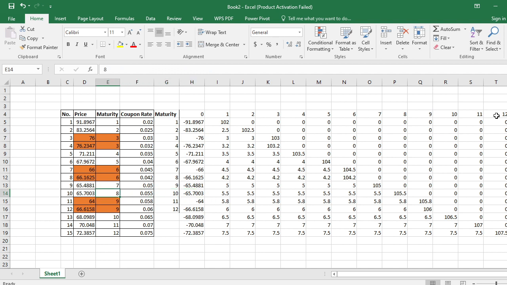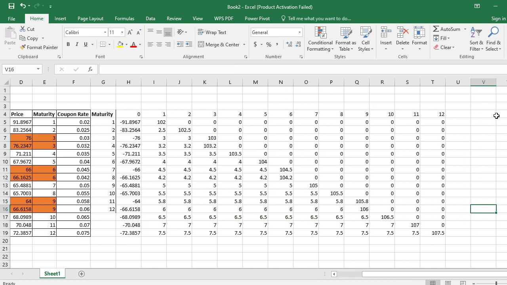For example, this bond's maturity is 8 years. It pays coupons at 5%, 5.5%, and in the 8th year it pays 105. This bond has a 6 year maturity, and in the 6th year it pays right. 4.5 and 4.2%. Double check this 9 year bond. Right, in the 9th year it pays out. So the cash flow is right.